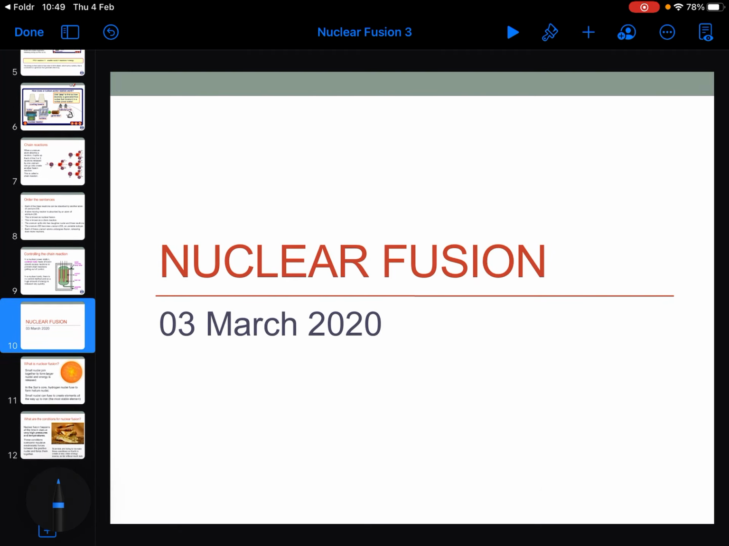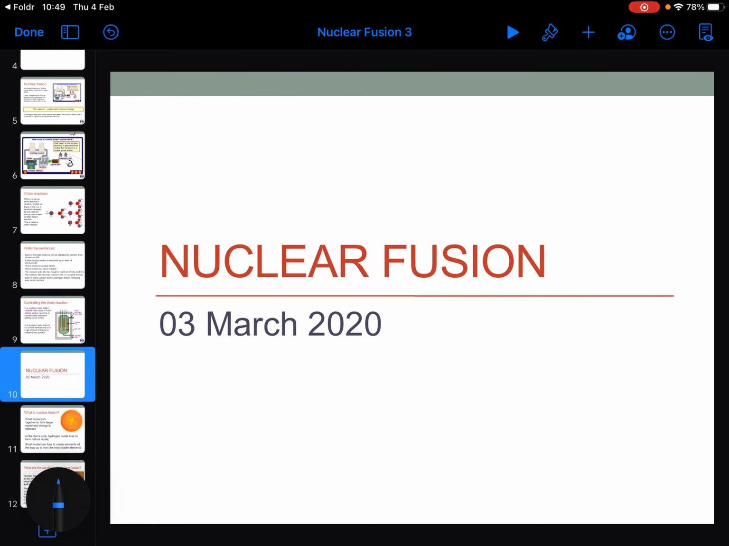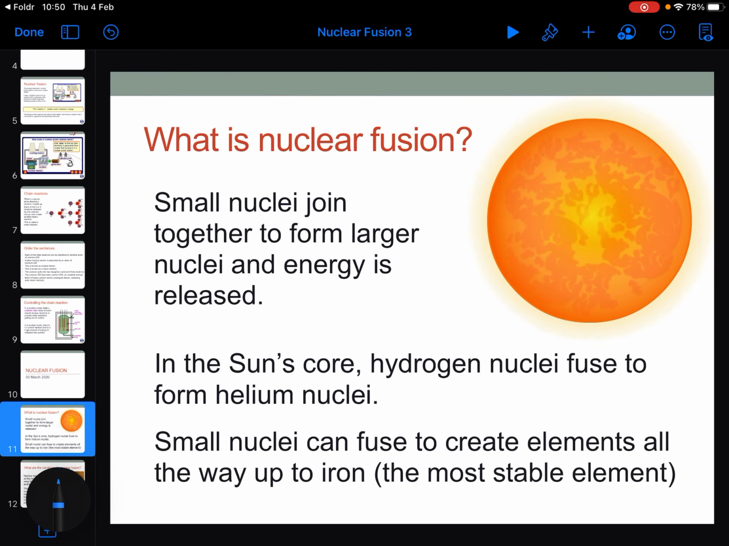Right, nuclear fusion. Take 2 small nuclei, smush them together, technical term there, probably should say fuse, and create energy. So, there you go. Small nuclei join together to form larger nuclei and energy is released. In the sun's core, hydrogen nuclei fuse to form helium. Small nuclei can fuse to create elements all the way up to iron, the most stable element. And again, you'll see that links in with our P8 when you look at the life cycle of stars and fusion happening in main sequence and red giant stars.